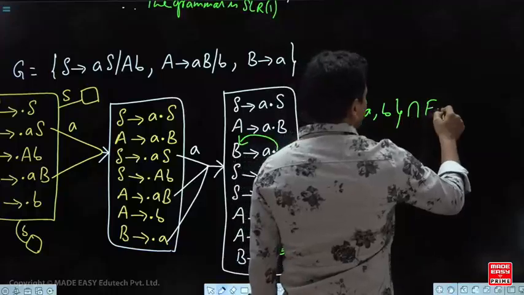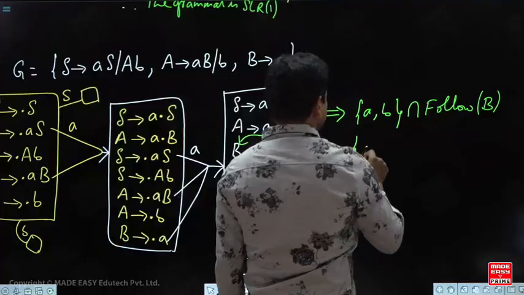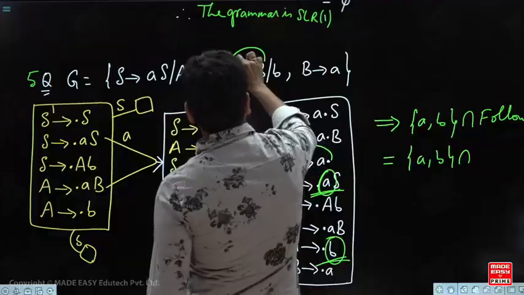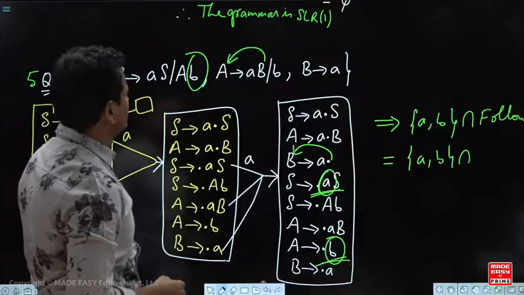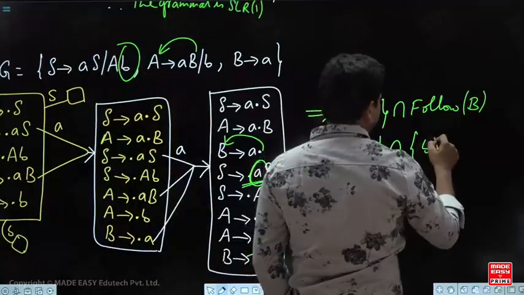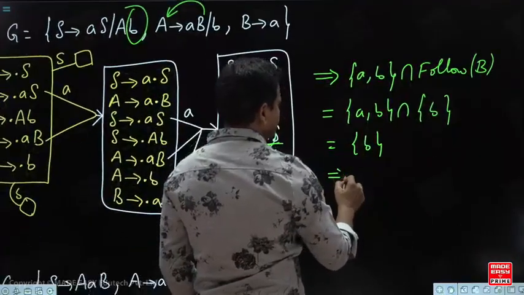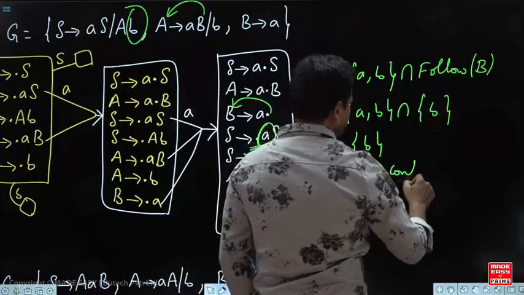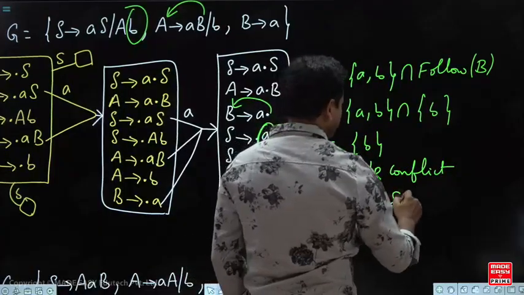What is the follow of B? Follow of B is follow of A. And what is the follow of A? It is B. So follow of A is B, then follow of B is follow of A, which is B. So the intersection is B. So what kind of conflict is it? One final item and a shift symbol. Therefore, shift-reduce conflict, which implies not SLR(1).